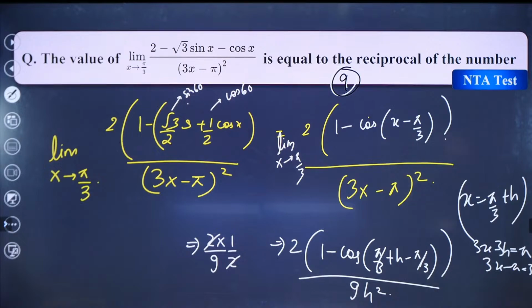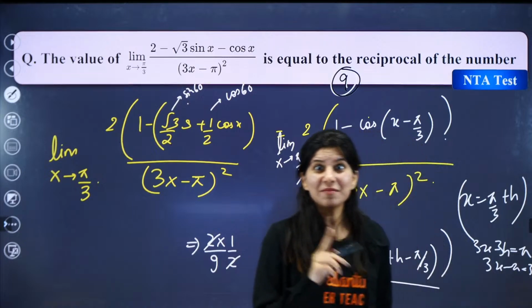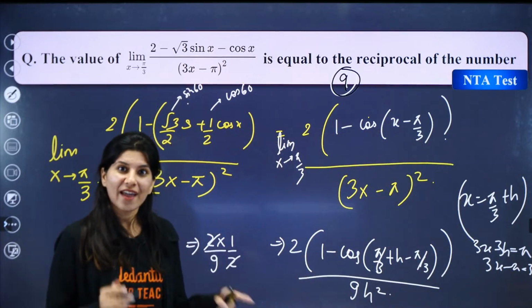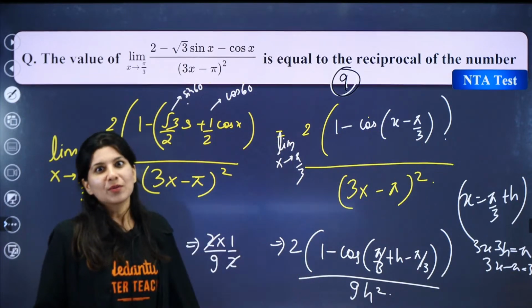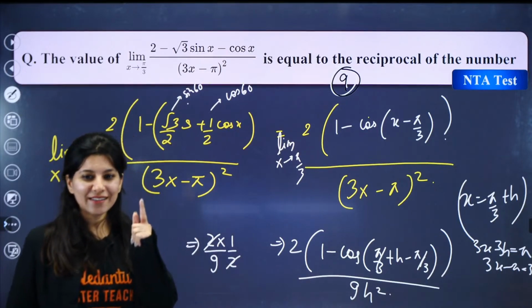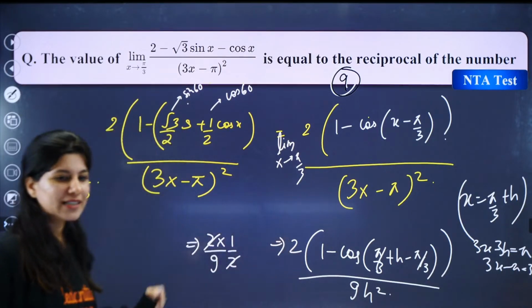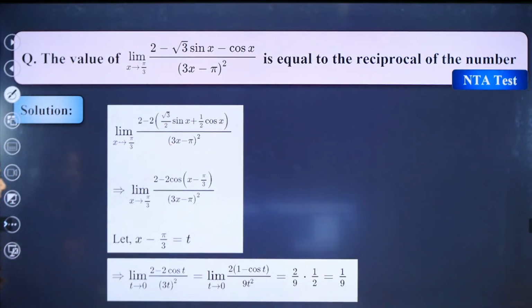So I hope that you understand this importance. I always tell you, 1 minus cos h upon h square, every time you are going to use it. Every time you will remember me if you see this. Okay, all right. So yes, this is it.